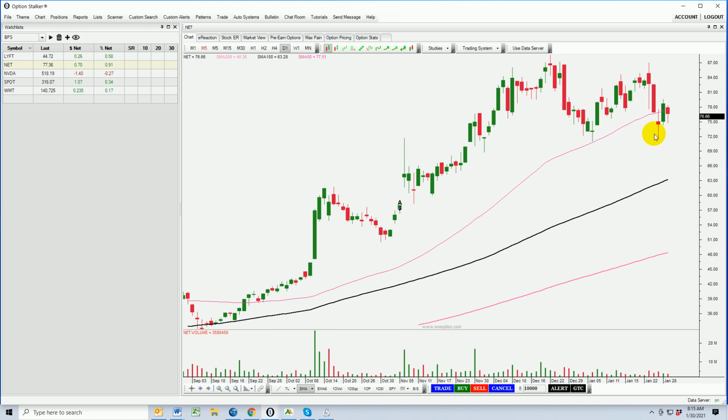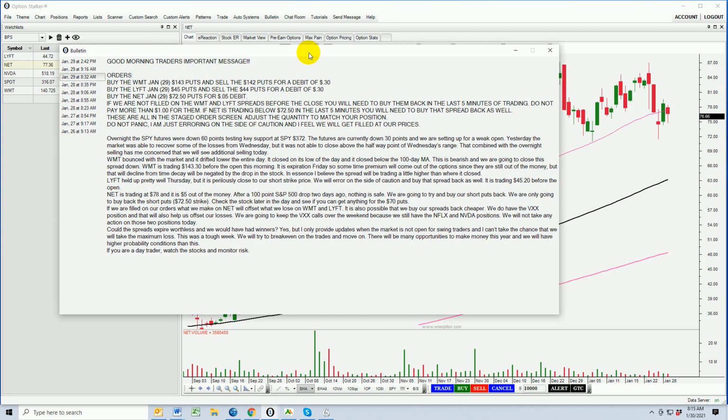Now you can see how the stock closed on Thursday very, very well. And it closed at 78.80. So we are more than 5 points, more than 6 points out of the money on this bullish put spread with only one day left to go. I also wanted to close this down. I didn't want to monkey around with it. So what we did was we put a bid out there to buy our short put back. I knew we would get filled on this right away. It's kind of a slam dunk. Buy the NET January 29th, 72.50 puts for 5 cents.